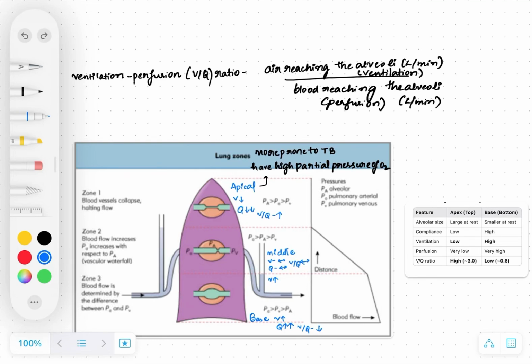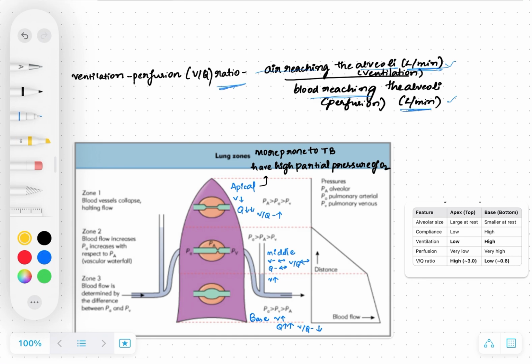Hello everyone, in this video we are going to discuss the ventilation-perfusion ratio. Ventilation is air reaching the alveoli. It is measured in liters per minute, and perfusion is blood reaching the alveoli. It is also measured in liters per minute. So both the units are the same, so it will be a ratio, the V by Q ratio.